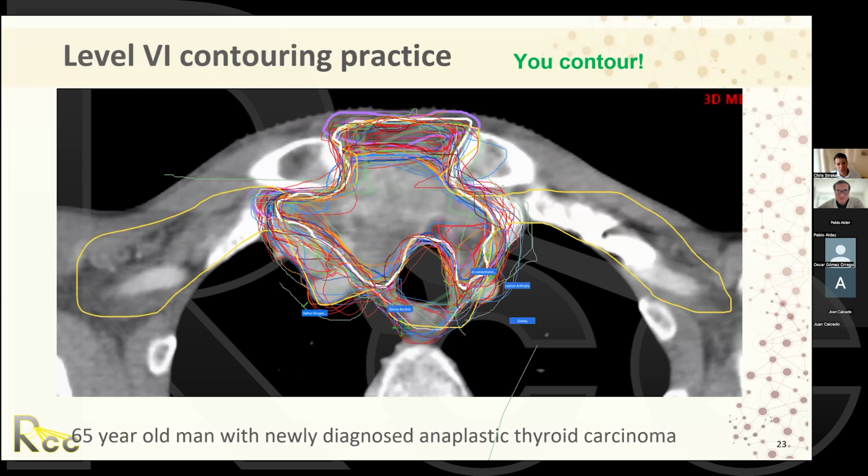I'll give it maybe 30 more seconds. Perfect. And I know it's really hard using the Zoom tool. It's never going to look as pretty as it does when you're at your work computer in your formal contouring program.